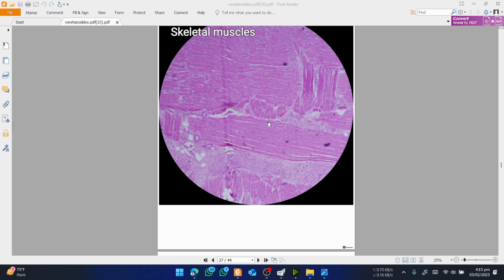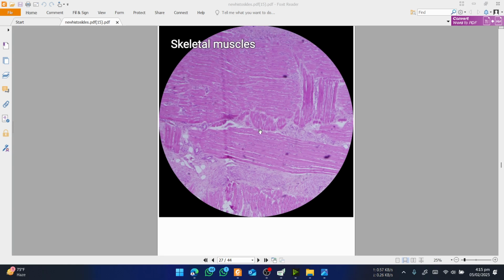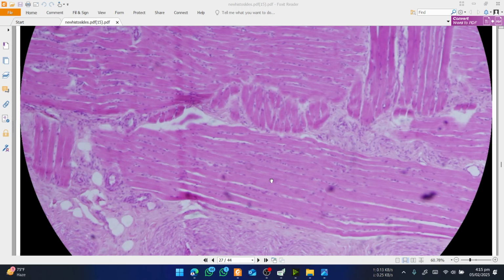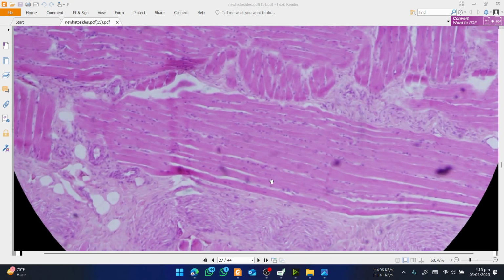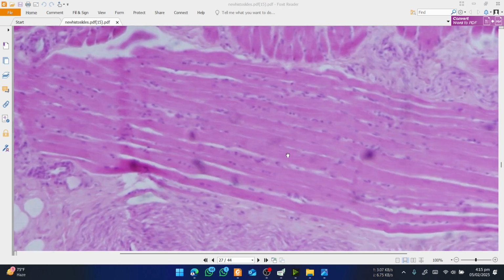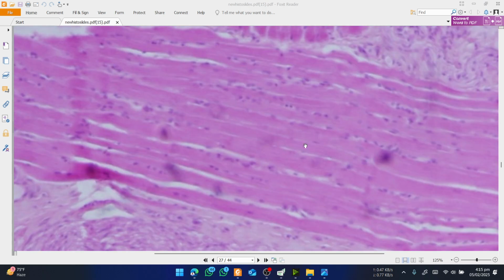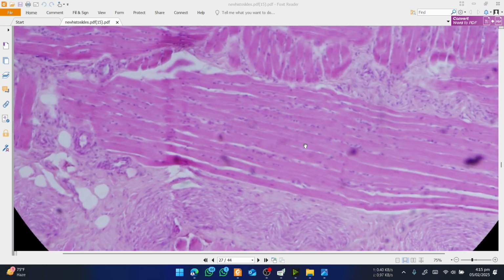Come to the muscles. Skeletal muscles are arranged in straight bundles, and if you zoom in, they have striations, not very clearly visible in this particular picture, but they are there. Their diameter is much more than the dense regular connective tissue. And in the bundles, in the periphery, there are nuclei. The nuclei are not present in the center. That will help you differentiate it from the cardiac muscle.